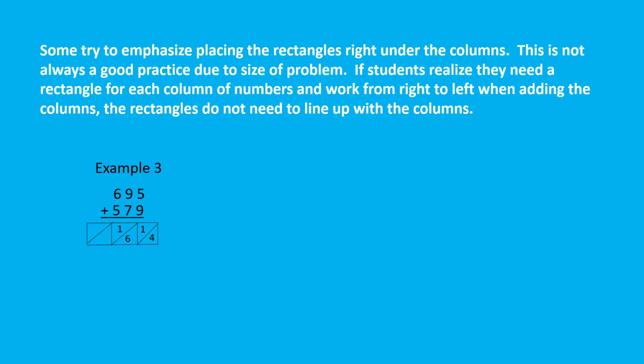Go to the hundreds. 6 plus 5 is 11. 1 above the diagonal, 1 below. Now we add the diagonals. 4, 7, 2, 1. Final answer, 1,274.